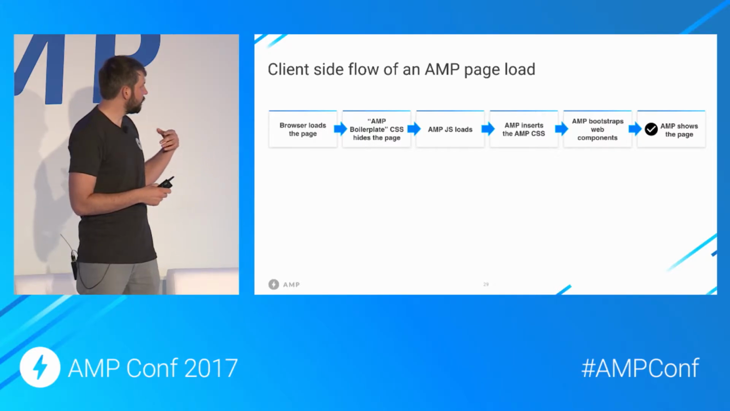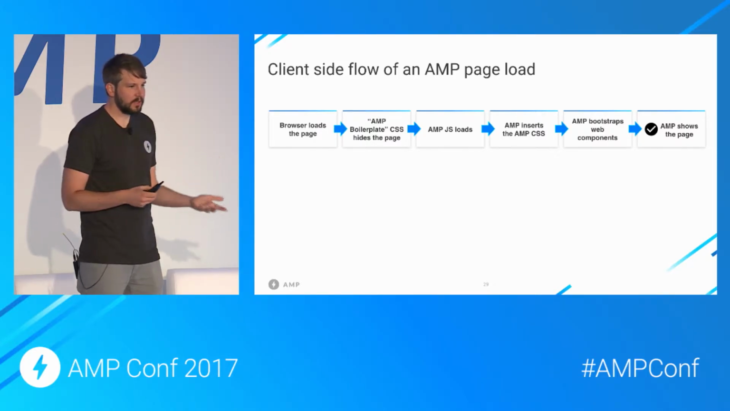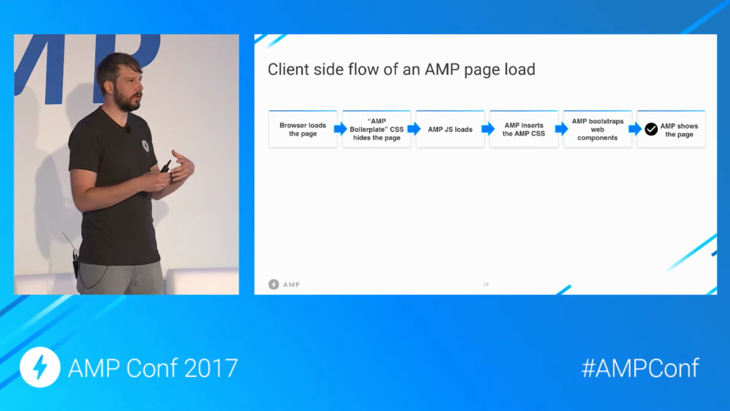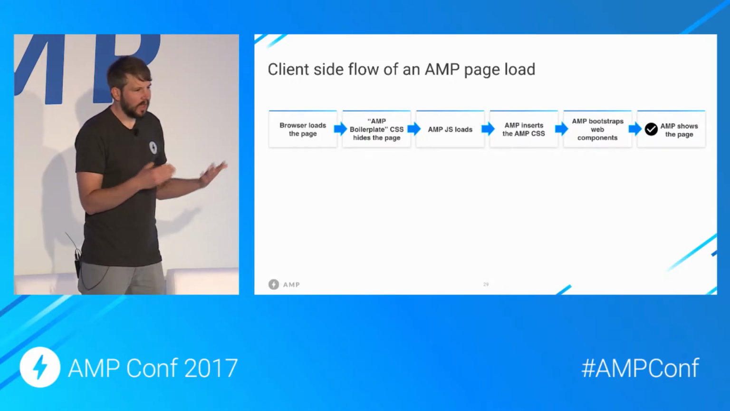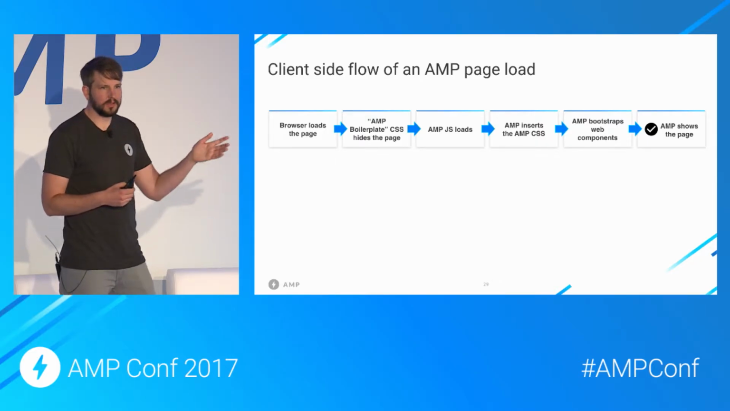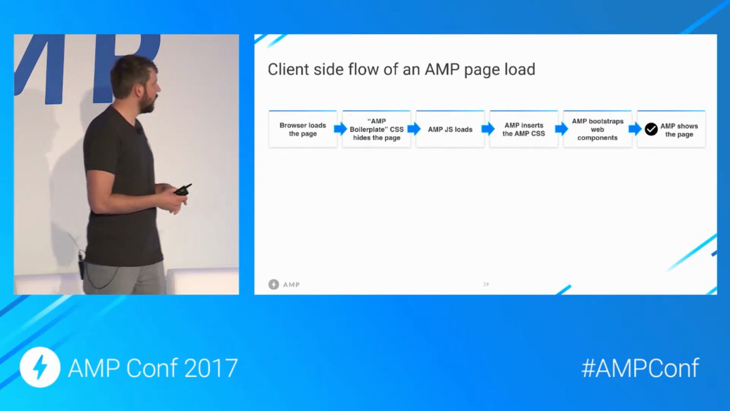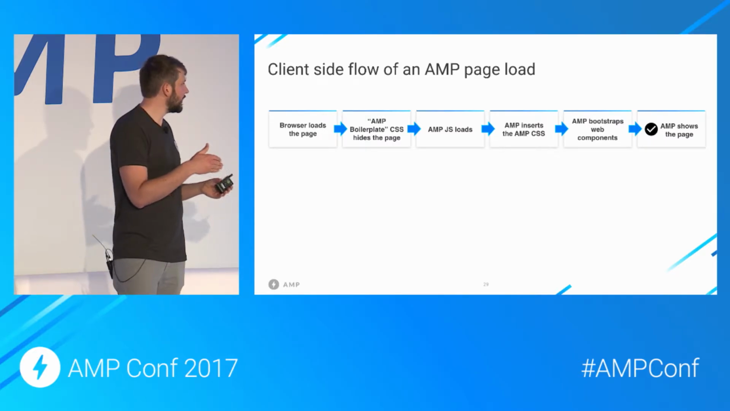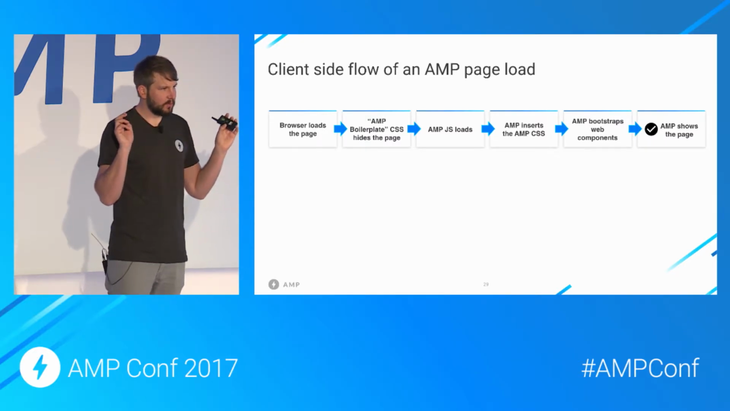And then you've probably all put the AMP boilerplate CSS into your page. Its main function is that it makes the page basically blank, a white page. And then the AMP JavaScript loads, and the AMP JavaScript inserts a bunch of CSS into the page, basically the main styling for how amp-img looks, getting the CSS for all those layout attributes in place. And then finally it goes and does what we call bootstrapping the web components.